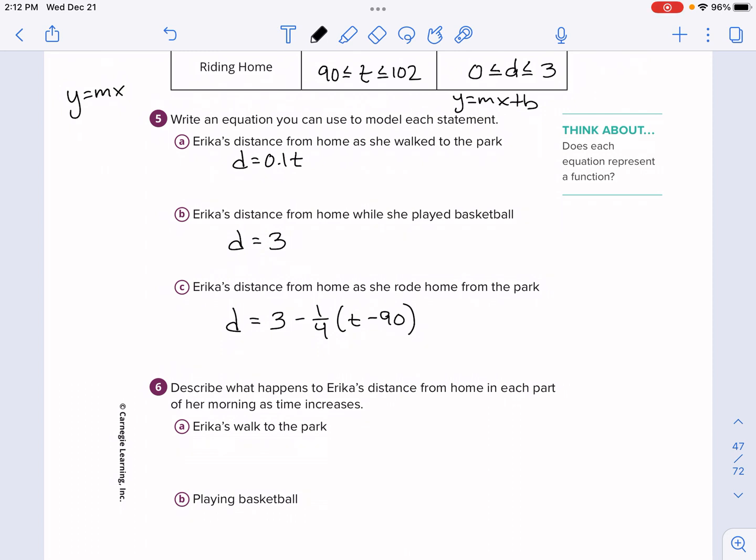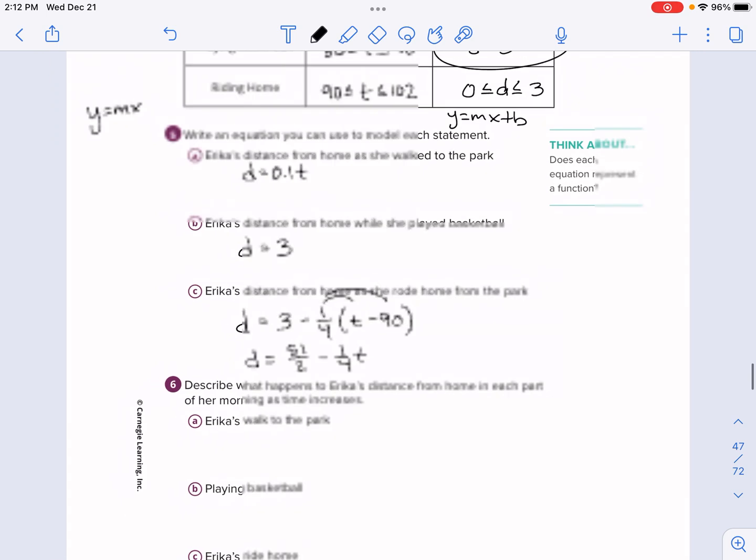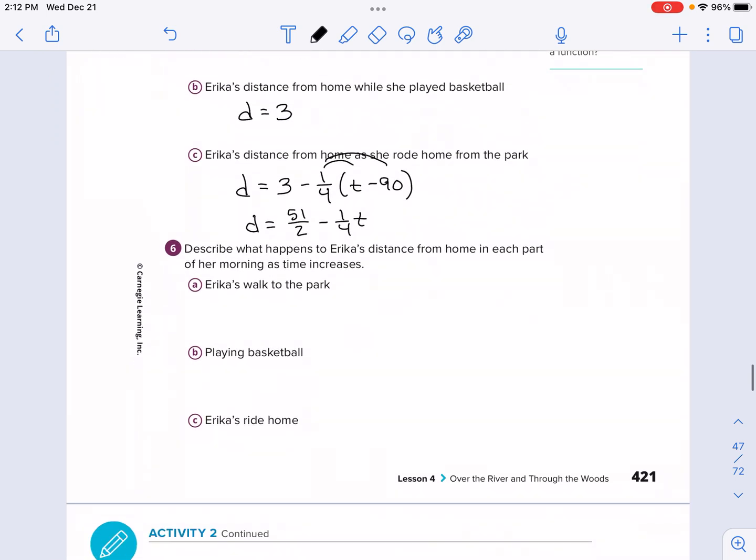If you were to distribute this and then also combine like terms here, I'm just going to simplify it. This would be 51 over 2 minus 1/4 t. This is after multiplying a fourth times 90 and then combining that with the 3, the other constant. So that we'll just keep. But let's go ahead and describe for number 6.